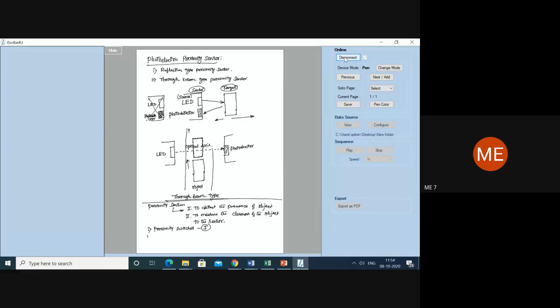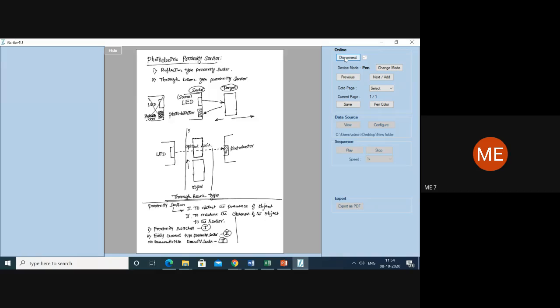The second one was the eddy current type proximity sensor. This one is used to measure the closeness of the object. The third one we discussed was the pneumatic type proximity sensor. This is also used to measure the closeness of the object.